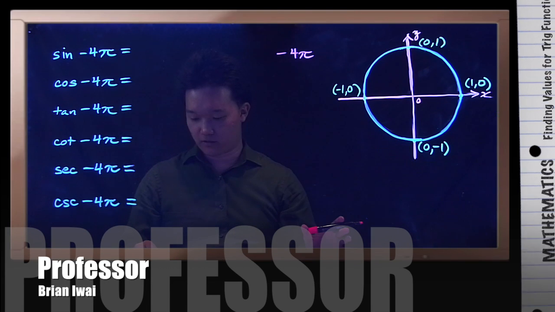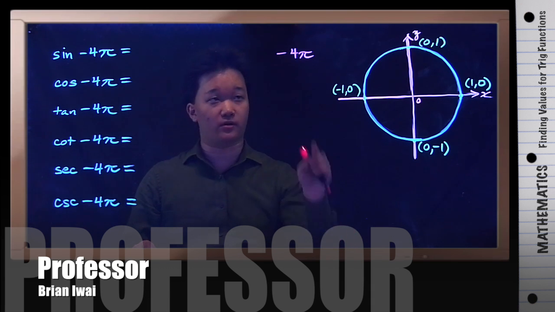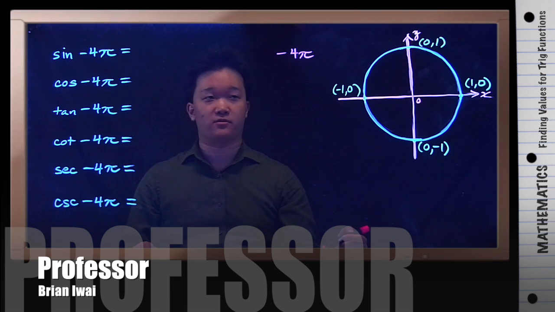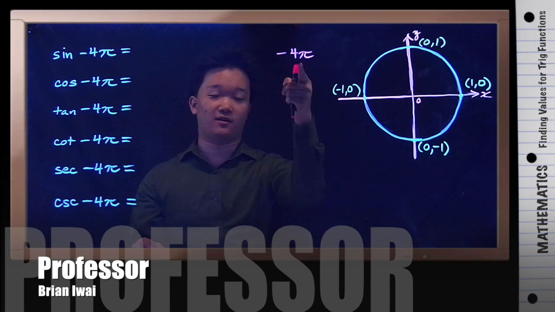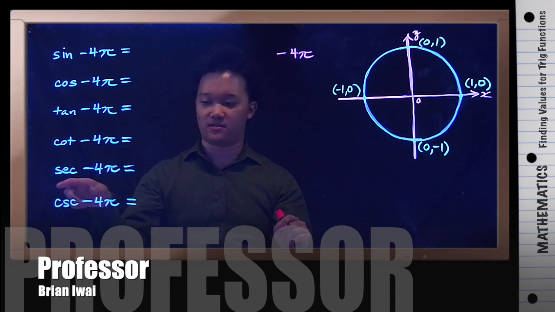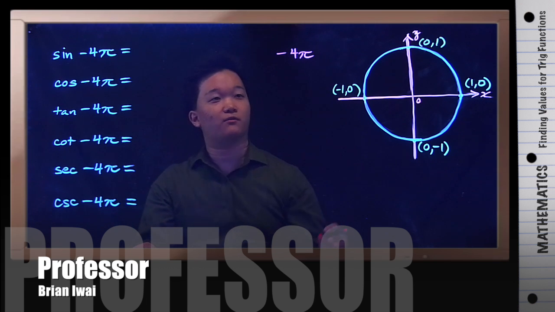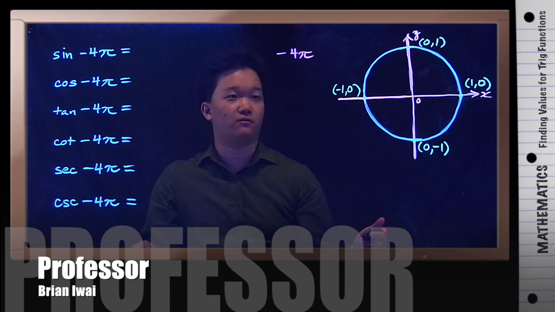Alright, so in this question, we're going to find the trigonometric function values for negative 4 pi given the unit circle. In other words, we need to find sine of negative 4 pi, cosine of negative 4 pi, tangent, cotangent, secant, and cosecant of negative 4 pi. So first off, we need to understand, okay, where is negative 4 pi on the unit circle?